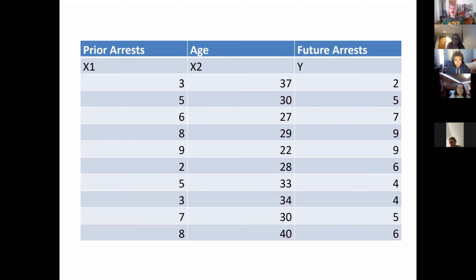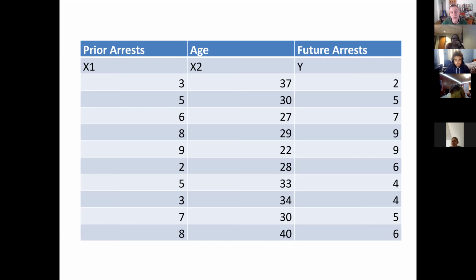All right, so this is a multiple regression because we have two independent predictors: prior arrests and age. Now we know these two things are two different variables. Your age is a separate, independent thing from prior arrests. You will age no matter how many times you get arrested. So it really is a different thing.